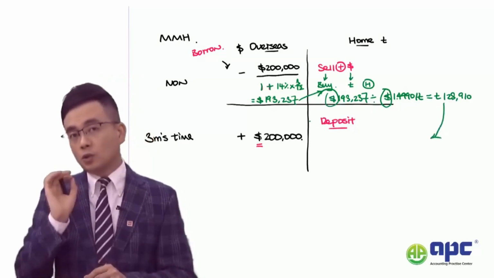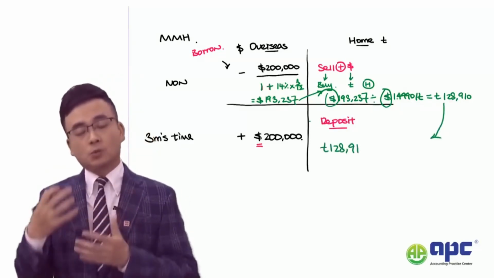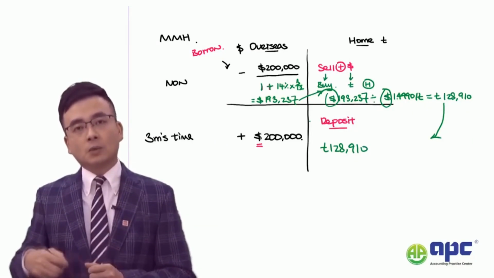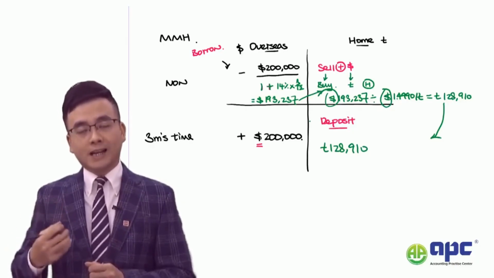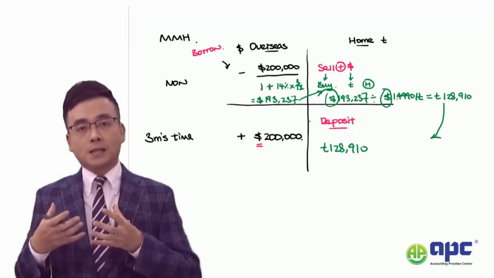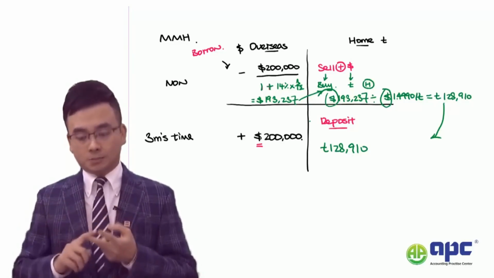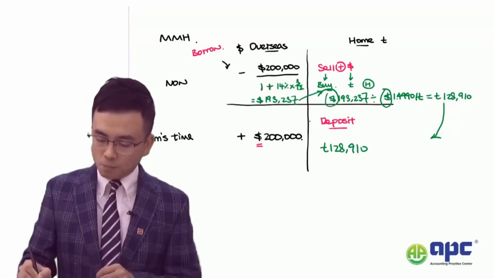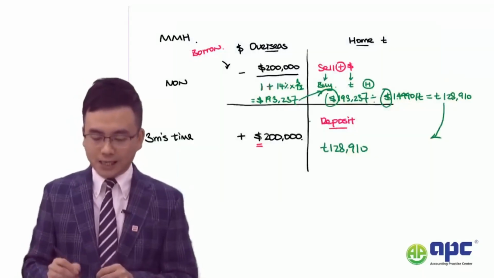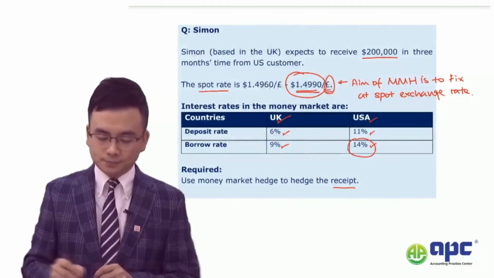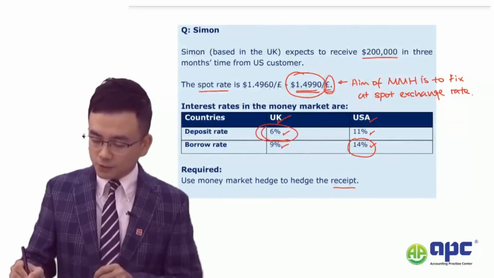So this is why we need to deposit into the UK bank 128,910, but we do not divide any longer, because we would like to work out the future value rather than the present value. Rather than the money that we input now, we would like to work out how much money we can get from the UK bank in 3 months' time, including interest and the principal. So this is why we times by 1 plus the deposit rate in the UK. The deposit rate in the UK will be 6% for 3 months.